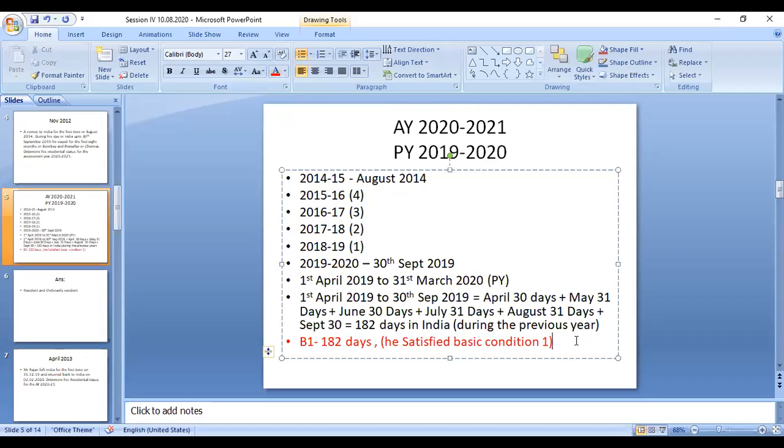Check the total number of days. 6 into 3, 180, plus 3 days, 183 days. Yes, 183 days, whatever it may be, including both the days. So he is satisfying basic condition 1. Right, so now we can move on to the next one.